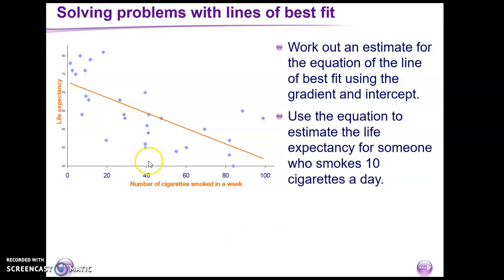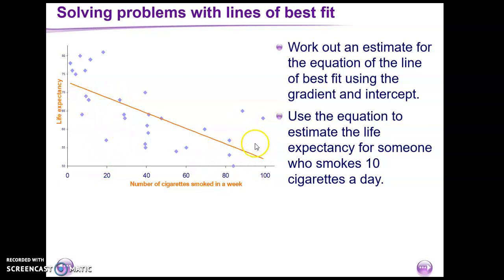But if I was going to make a prediction on here, if I was going to say, I wonder what the life expectancy of a person who smokes 20 cigarettes in a week will be, then I'd go to 20, I'd go straight up and then straight across, and it looks like it'll be about 67 or 68 years old. So if you would just read it off, you would just draw in a line straight up and straight across, and you'd be able to read off.